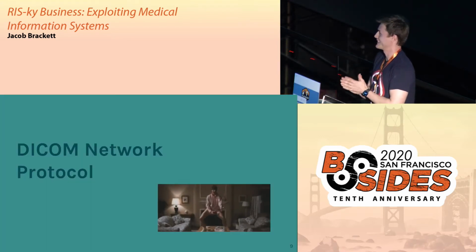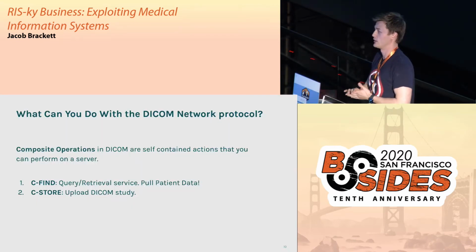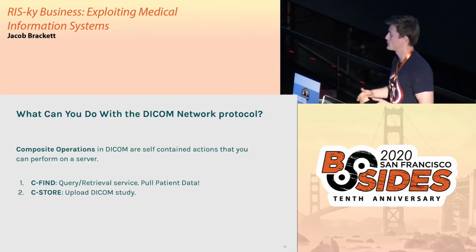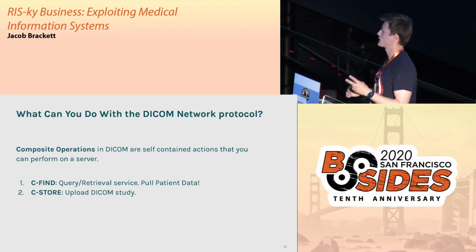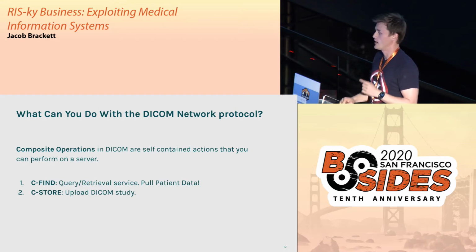Great. First, let's talk about the DICOM network protocol. So first off, what are some things you can do with the DICOM network protocol? They're kind of broken down into different composite operations. The main two we're going to talk about today, and there's more, are cfind, which is kind of your generic query retrieval service. It's kind of how you execute search operations. If you want to pull out patient data, you can use cfind to do that.